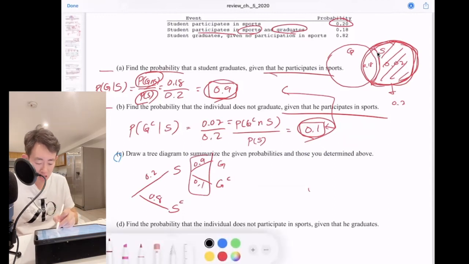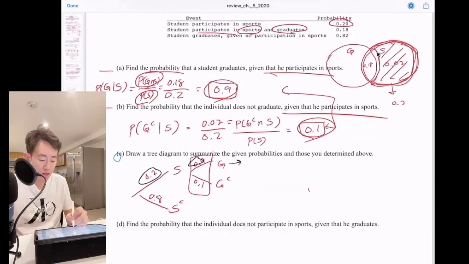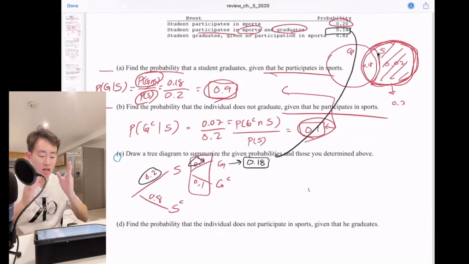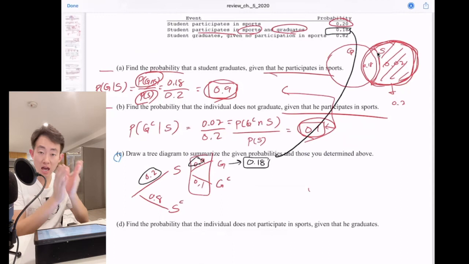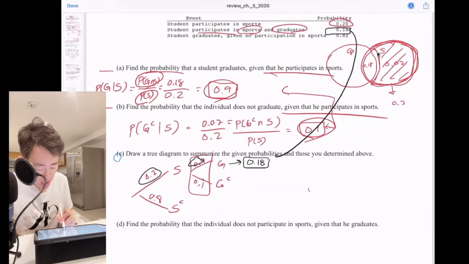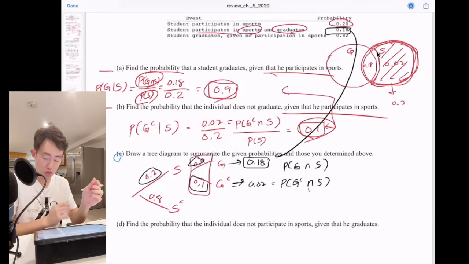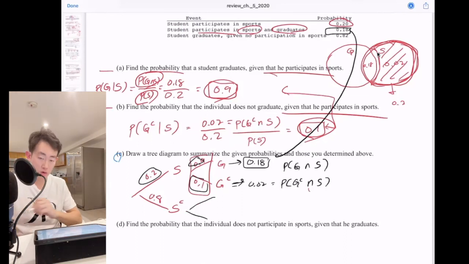When you take these two numbers and multiply them, that becomes 0.18, which represents this right here. That's the people who play sports and graduate at the same time. Then you do 0.2 times 0.1, which gives you 0.02. That basically is probability of G complement and S, probability of GCS. So we have those two. Now it's our job to figure out the rest, graduating and not graduating.